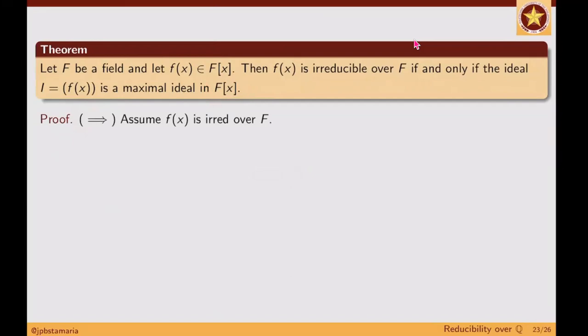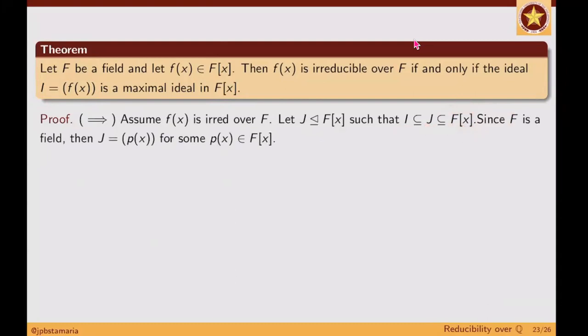So here our assumption is that f of x is irreducible over capital F. So meaning to say, this cannot be reduced any further. So ano mapapakita natin? We will show that this is a maximal ideal. So the idea is this. Kunwari, merong ideal J sa pagitan ng I tsaka ng F square bracket x. Pero wala naman akong sinasabi na yung J na 'to is different from I or si J ay different from F square bracket x.